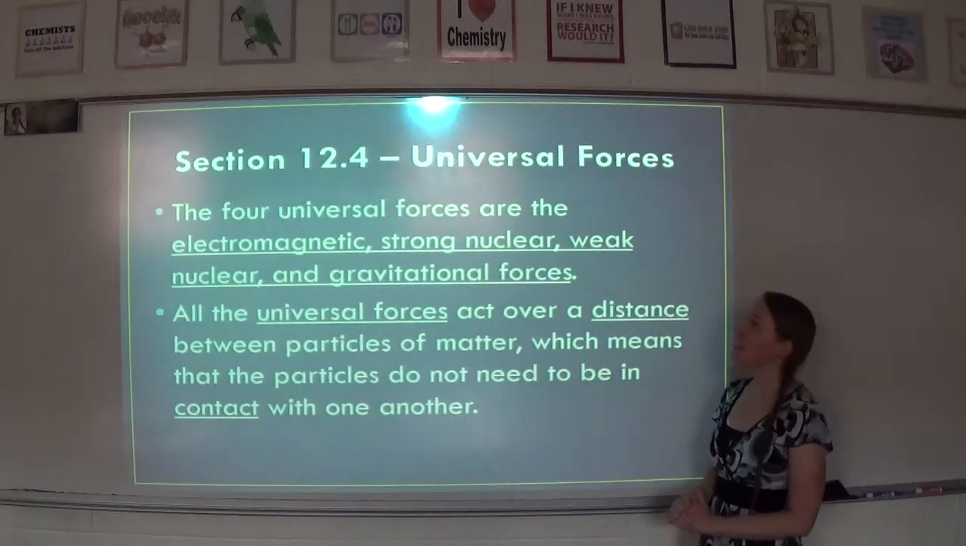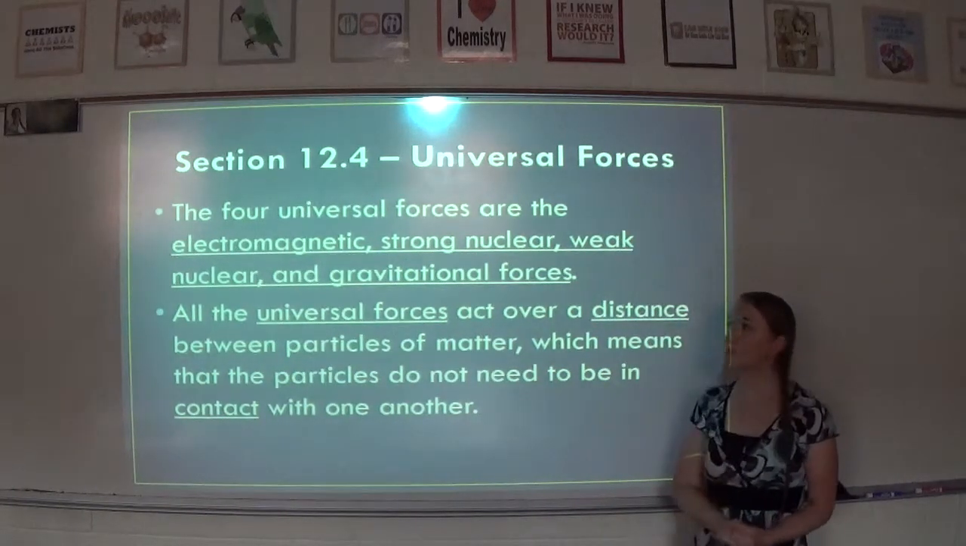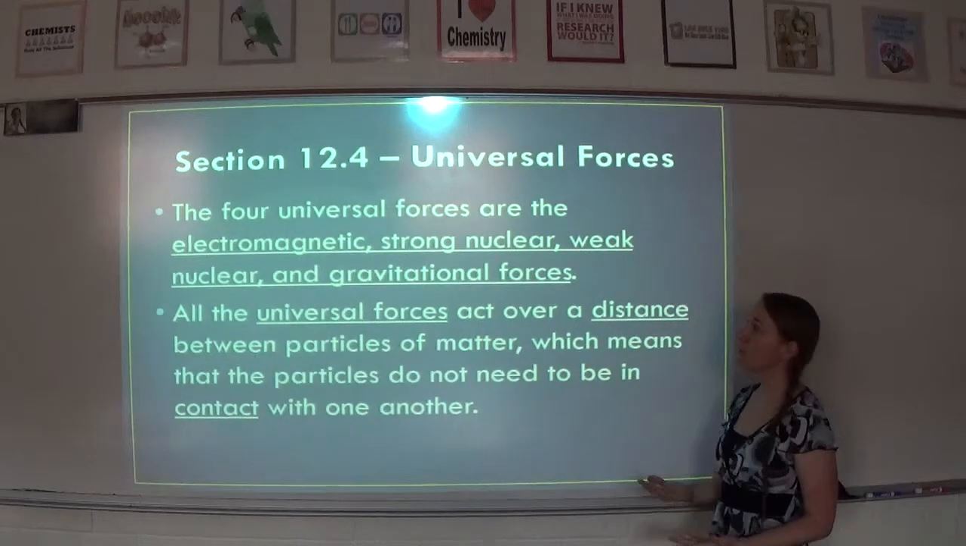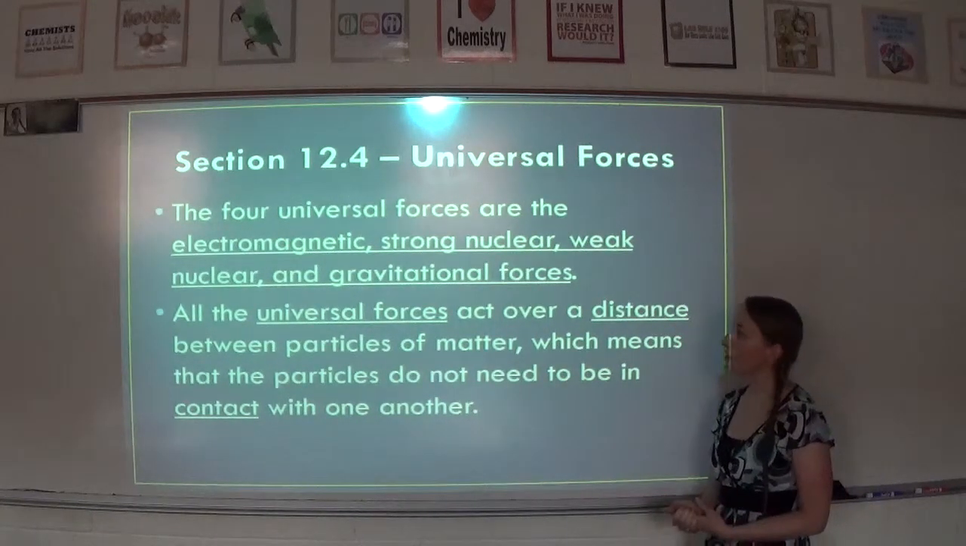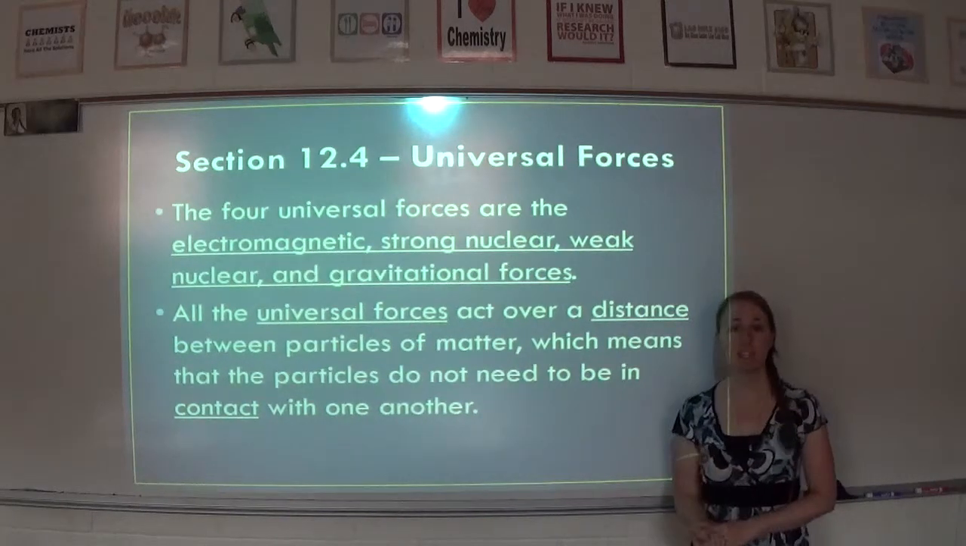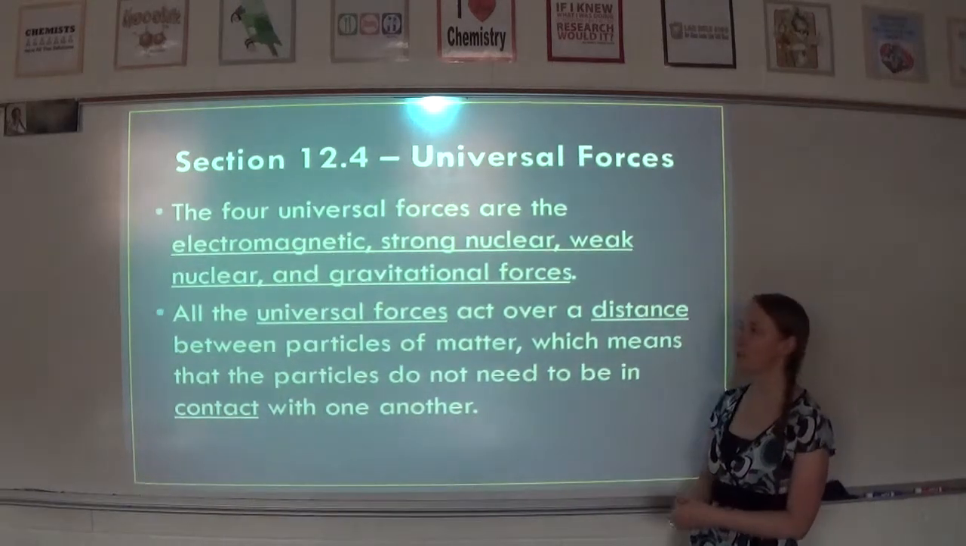So section 12.4 is on universal forces, and we're going to talk about 4 of them. So the 4 universal forces are electromagnetic, strong nuclear, weak nuclear, and gravitational forces. So let's talk a little bit about each of them.